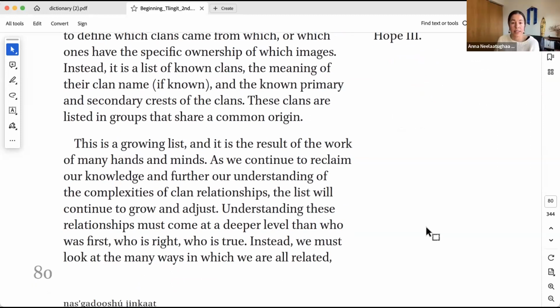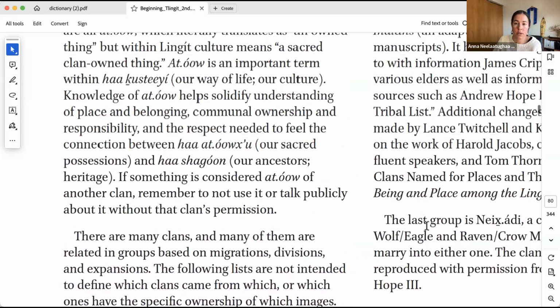This is a growing list, and it is the result of the work of many hands and minds. As we continue to reclaim our knowledge and further our understanding of the complexities of clan relationships, the list will continue to grow and adjust. Understanding these relationships must come at a deeper level than who was first, who was right, or who is true. Instead, we must look at the many ways in which we are all related.